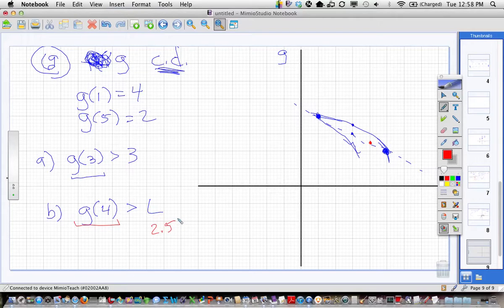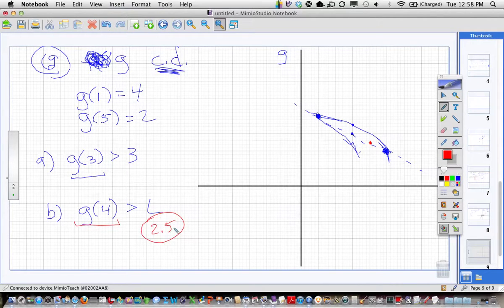It couldn't be 2.6 because it might just barely curve. I mean, it might almost be straight. If you looked at it with the naked eye, it's still concave down, but it looks straight. So it could just skirt along that line and still be concave down and just barely be above 2.5. But G of 4's got to be greater than 2.5.